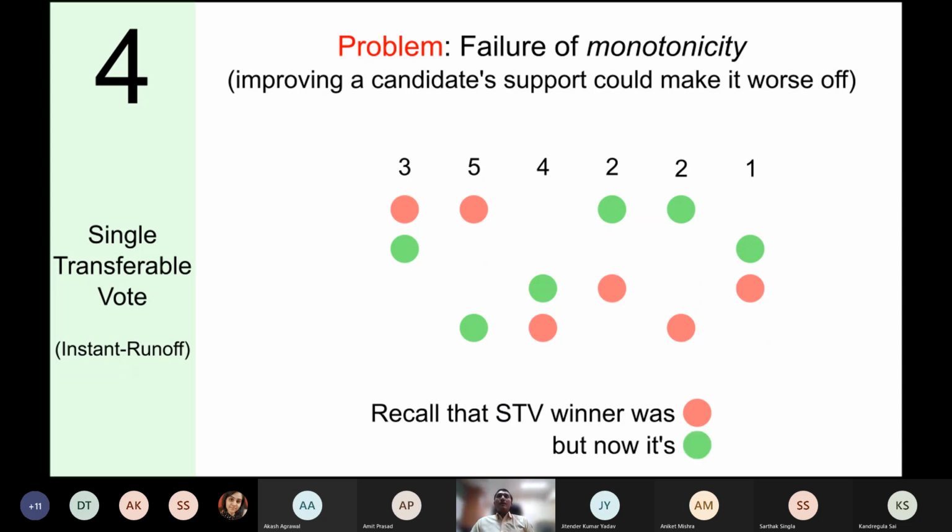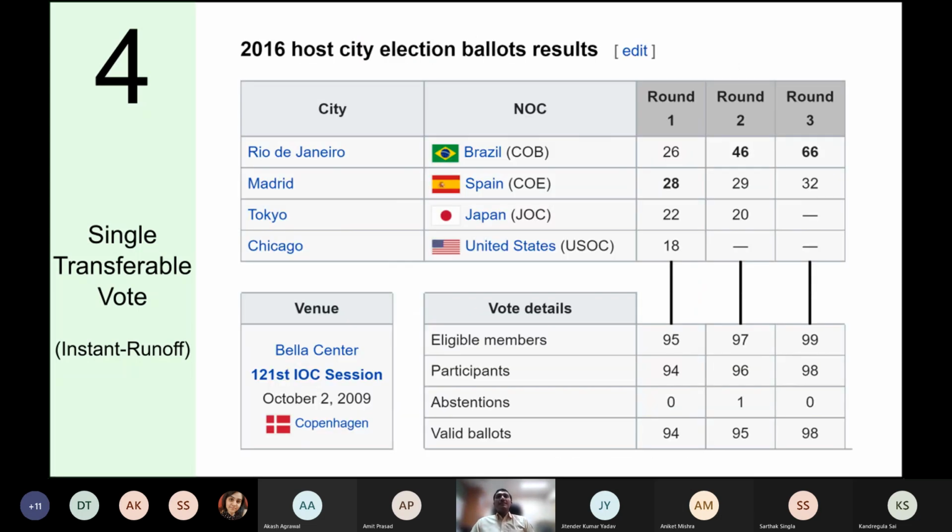Good. So here's another flaw with multi-round voting rules. And this is, I mean, as real world as it gets. Okay, so this is a scenario from the 2016 election for electing the host of the Olympics. So, who would host the 2016 Olympics. This is how it looked.